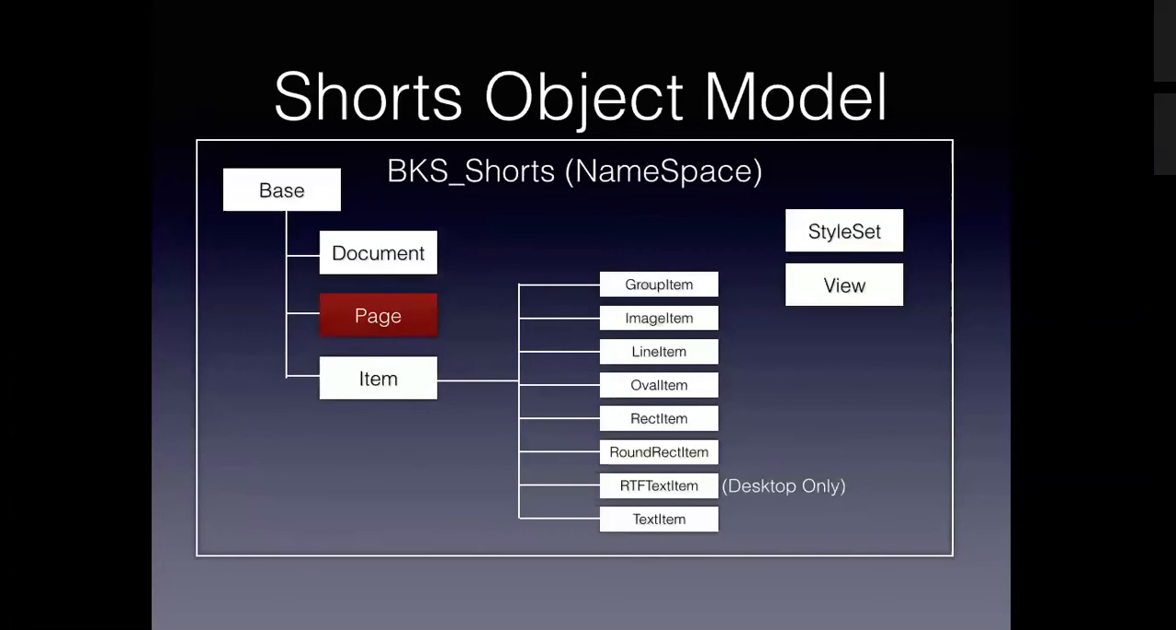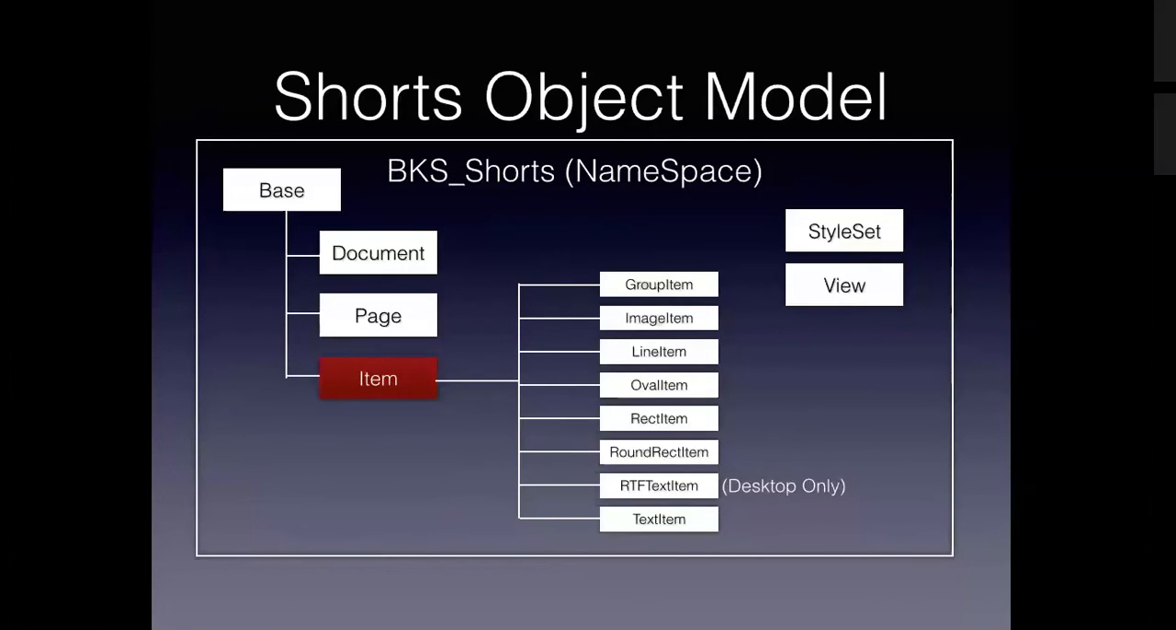As we go through and we add pages, and these are actually pages in the report, we add items to it. And now the items are really just what you would expect. We've got the group item. We've talked a little bit about that. Image item stores graphics. Line item draws a line. Oval item, rectangle, rounded rect. Those are the primitives that allow you to do stuff.